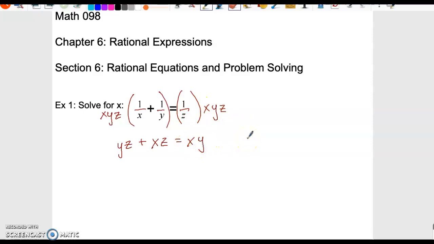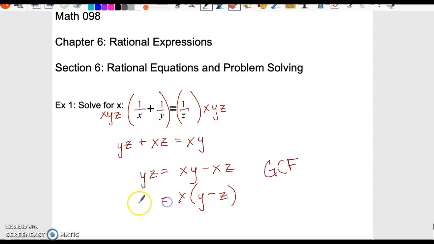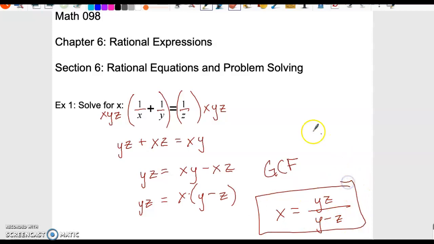Now, the way I would solve it is I would get all the X's on the same side. So I would rewrite it as XY minus XZ by subtracting that X over. So I could GCF, greatest common factor, out an X, and that equals YZ. And then it's a multiplication problem, so to solve for X would be division: YZ on the left side divided by Y minus Z. And there's a little caveat here where X, Y, and Z cannot equal 0, but I'll forgive you those points if anybody thinks of it that way.